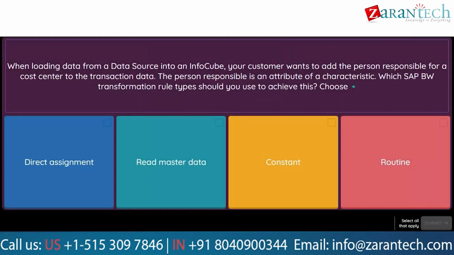Question: when loading data from a data source into an InfoCube, your customer wants to add the person responsible for a cost center to the transaction data. The person responsible is an attribute of a characteristic. Which SAP BW transformation rule types should you use to achieve this? Choose. Option 1, direct assignment. Option 2, read master data. Option 3, constant. Option 4, routine.